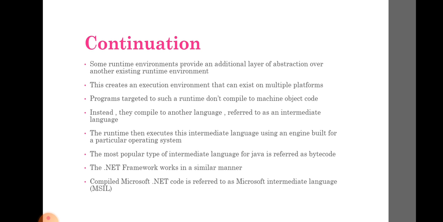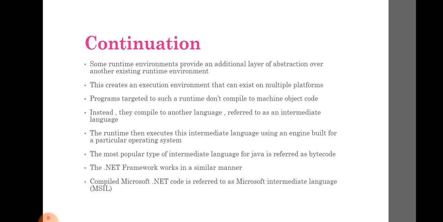Why will it compile to another language? Because .NET applications are developed with the help of multiple different types of programming languages, which may be developed with VB, Java, C, C++, etc. So it must be united into a single programming language, that is the intermediate language.